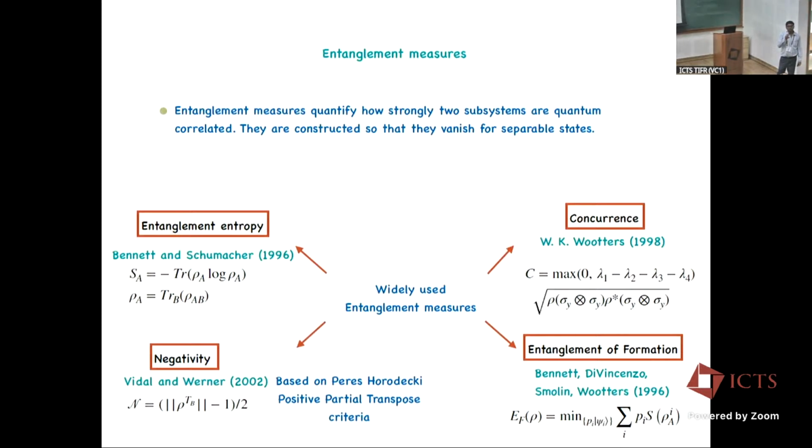So this is transposing one of the subsystems while keeping the other subsystem intact. This is called, I mean, after tracing one of the qubits, that is why it is called partial transpose. Once that is done, then we look for the eigenvalues. If one of the eigenvalues is negative, then the system is entangled.